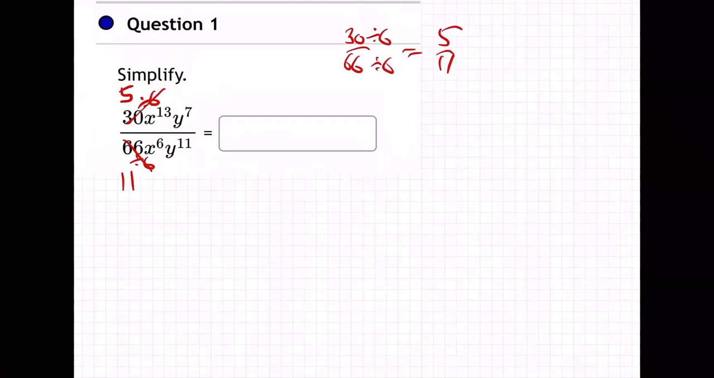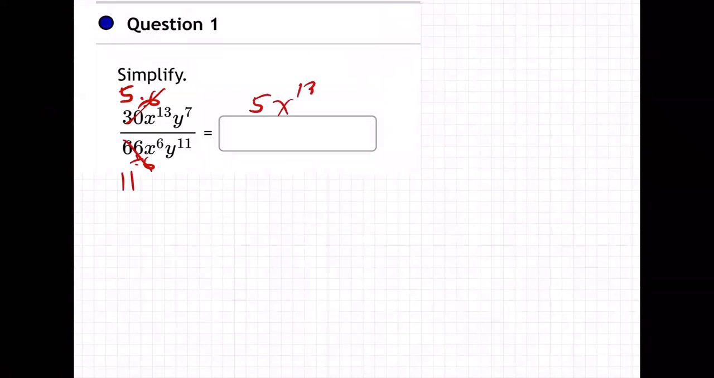So is that good for starters? That's just what we always do when we have a fraction. We just divide the top and the bottom by the same number to reduce the fraction. Okay. So I'll write it over here. So now we have 5, and we're gonna do more with the letters in a second. So 5 x to the 13th y to the 7th over 11 x to the 6th y to the 11th.